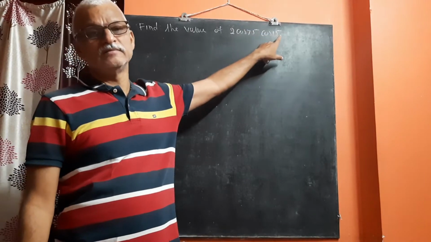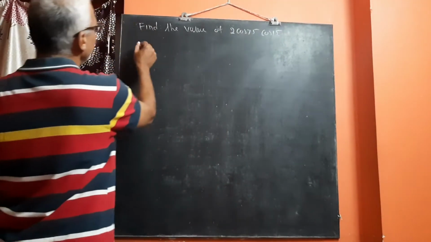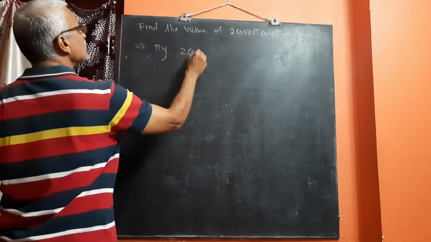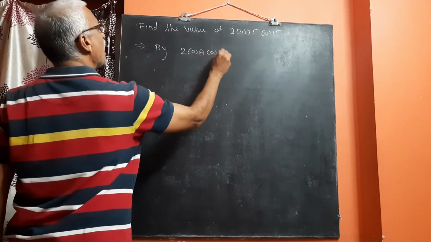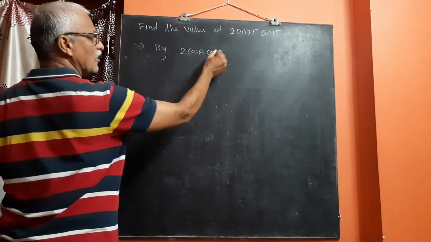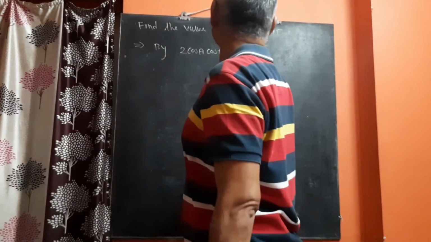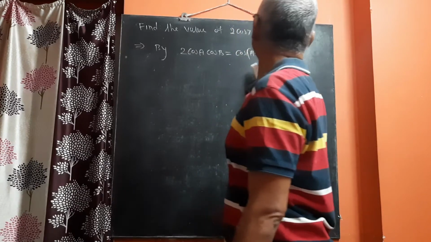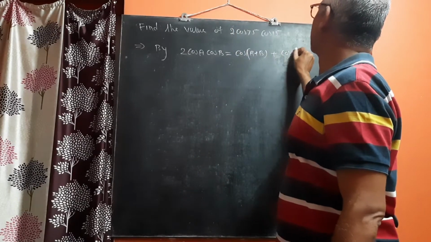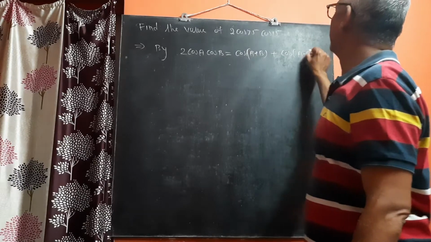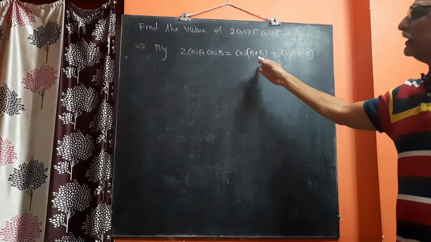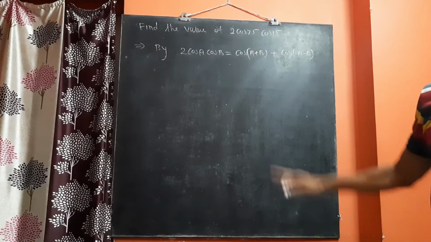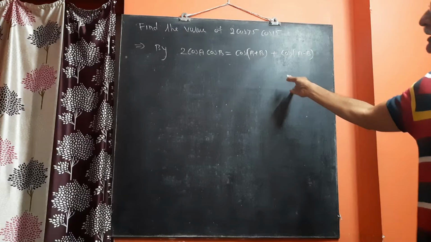Now we are having the multiplication of 2 cos, that is 2 cos a cos b. The multiplication of 2 cos is the addition of 2 cos, that means cos of a plus b plus cos of a minus b, or the defactorization formula, cos of a plus b plus cos of a minus b.